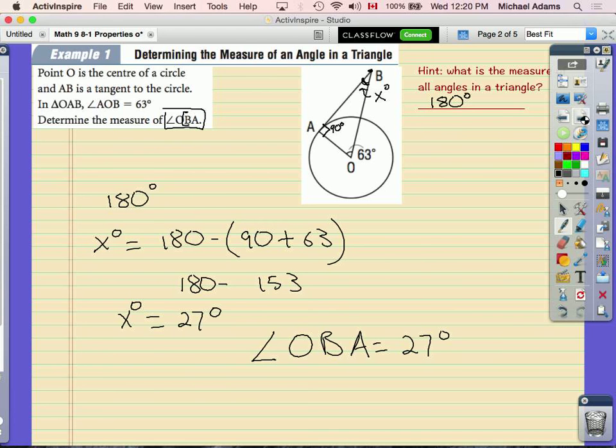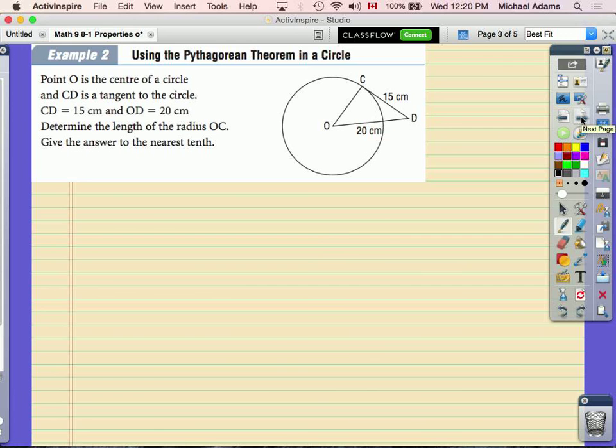Let's take a look at another example. We're going to use the Pythagorean theorem. Now, remember what the Pythagorean theorem is all about, and we only use this with right-angled triangles. If you don't remember, it was simply a squared plus b squared equals c squared. And this works only with right-angled triangles. When we have a right-angled triangle, we can find a missing length in a triangle.